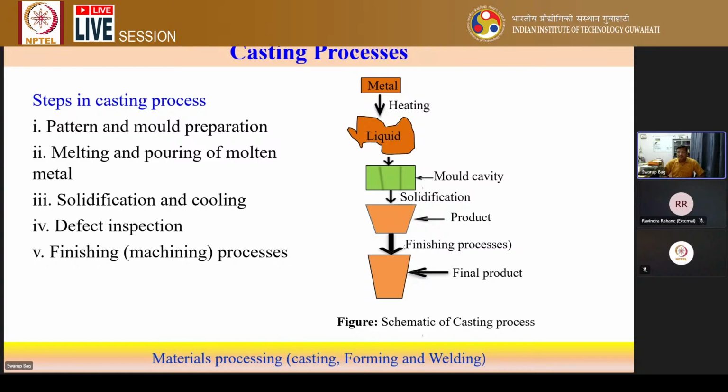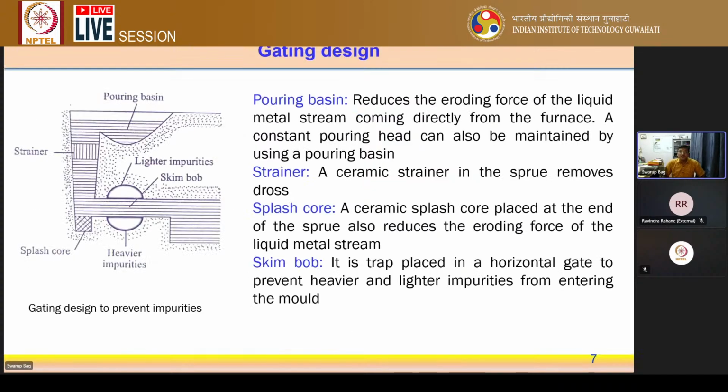First we create the molten material through heating, and then we put it in the mold cavity. The mold cavity is already designed beforehand, and within the mold cavity we allow the solidification to happen. After solidification we perform the finishing processes, and after the finishing process we reach the final product. So this is the schematic of the casting process, the basic steps of the casting process.